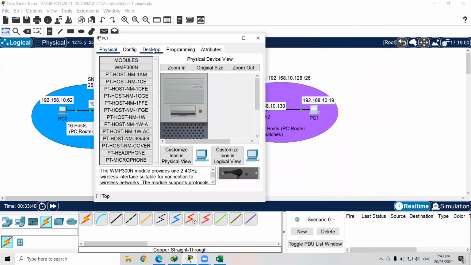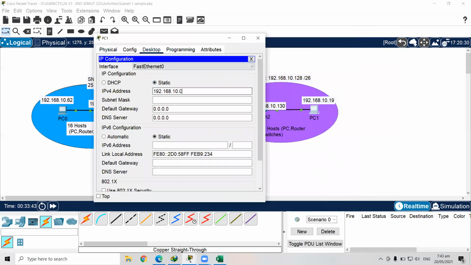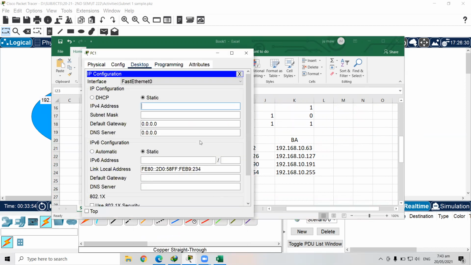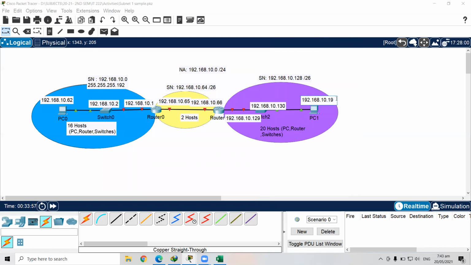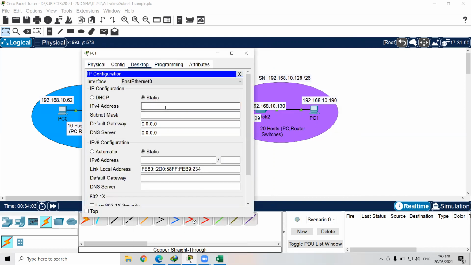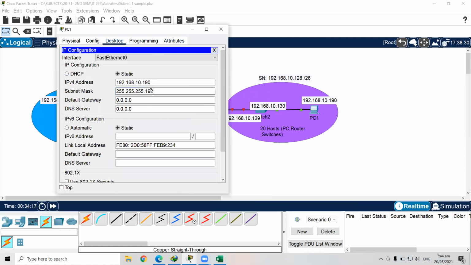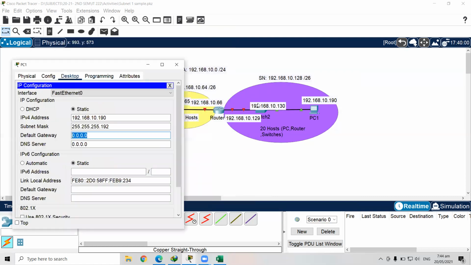Sa kabila naman, this will be 190. Ay, IP address is invalid. So, this will be 190. Balikan natin. Subnet mask niya is /26 or 192.